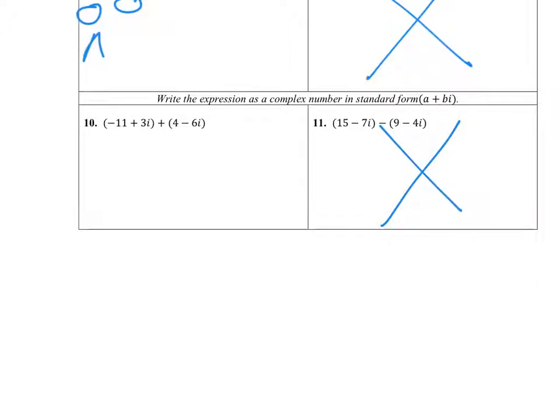So in number 10, I would rewrite these. So I have negative 11 plus 3i, and then positive 4 minus 6i, and then combine going down. That's what I would do. Or you could write it all out across and just make sure you're combining your like terms.